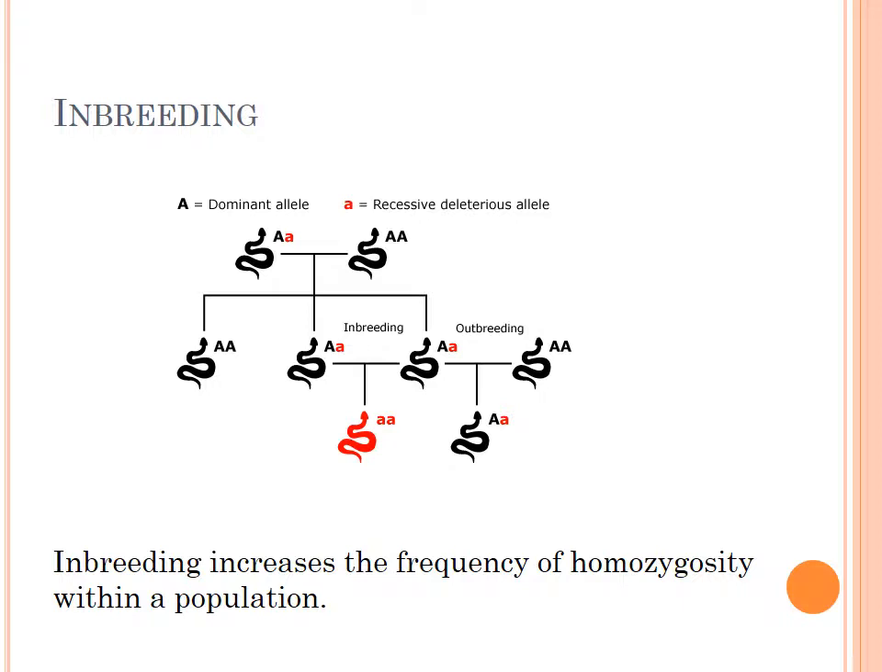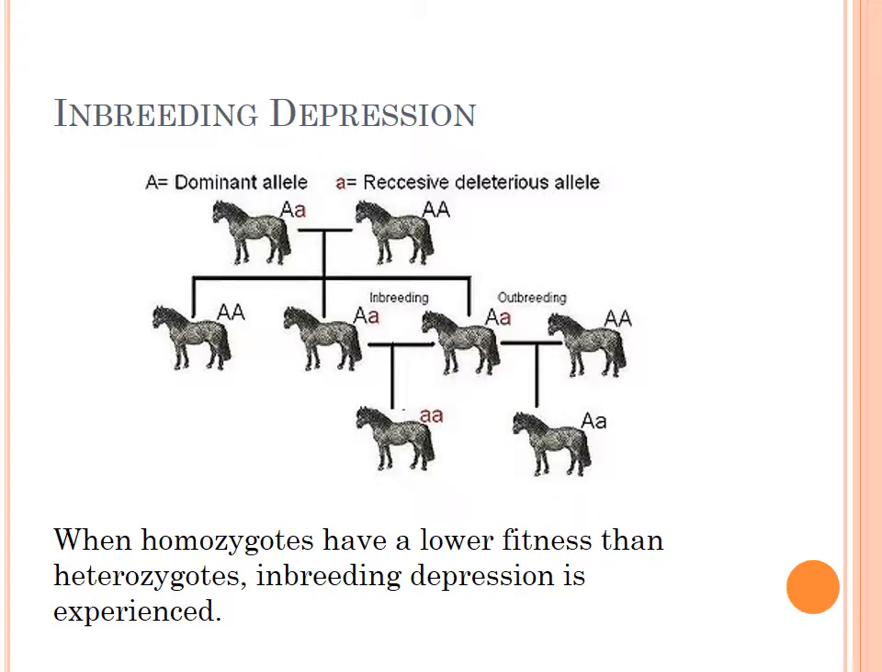So by having these inbreeding relationships, you end up having a lot more homozygosity occurring. When the homozygotes have a lower fitness than the heterozygotes, you get inbreeding depression. So if homozygotes can't produce as many offspring, or don't produce viable offspring, suddenly you've decreased the fitness levels of that group, and that's sort of a way of preventing inbreeding from happening a lot.